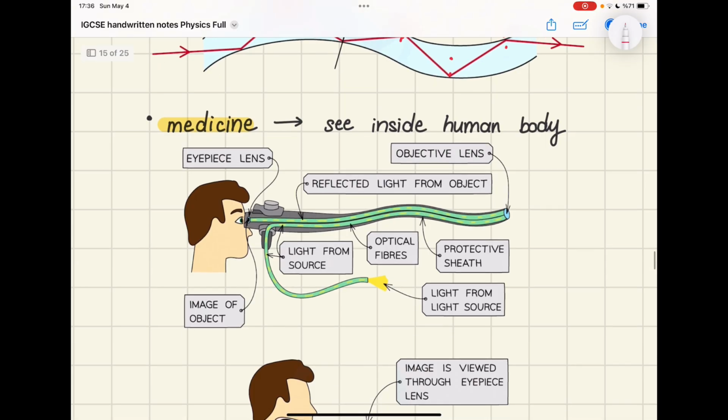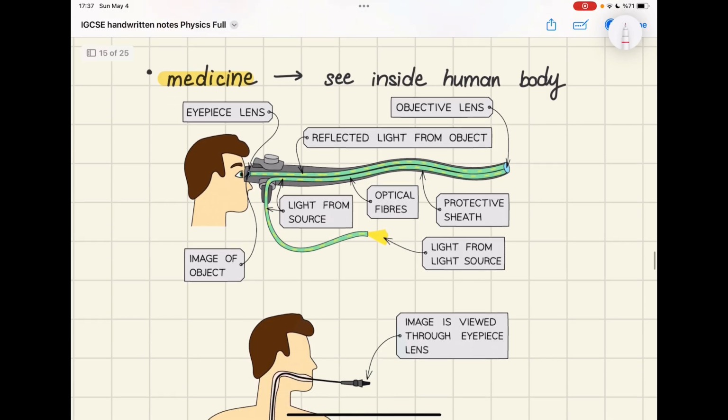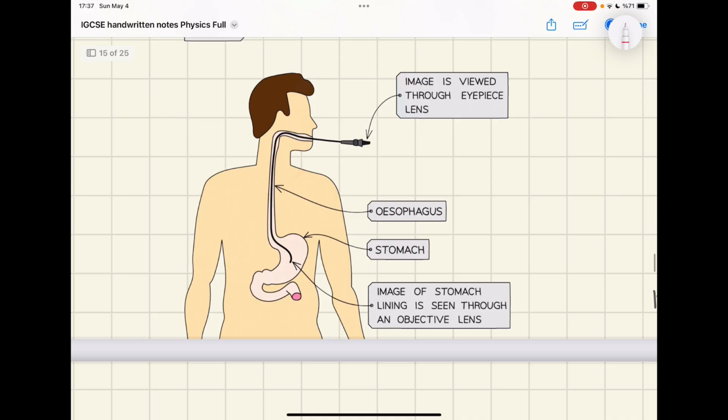In medicine, it is possible to see inside the human body because we cannot look into the human body just straight. These optical cables can be bent, and because of the total internal reflection, it is possible to see what is happening inside the body.